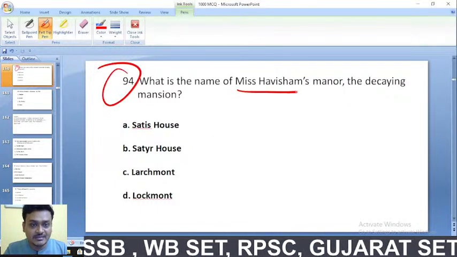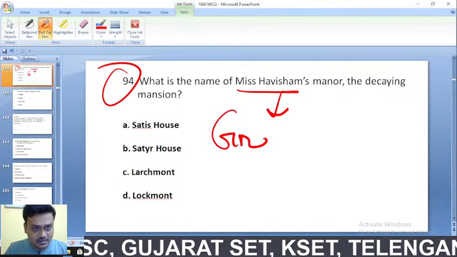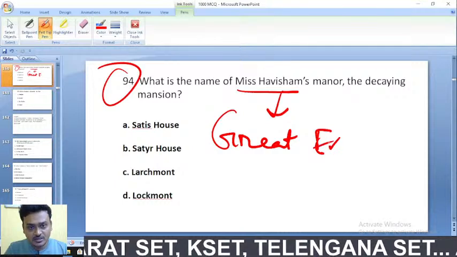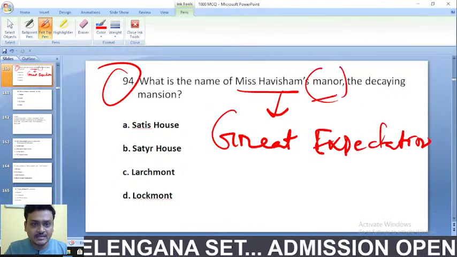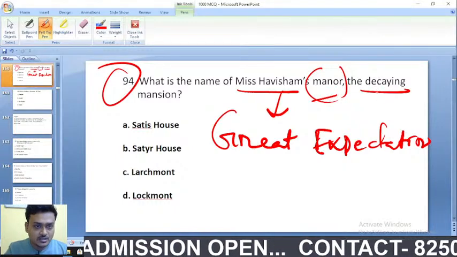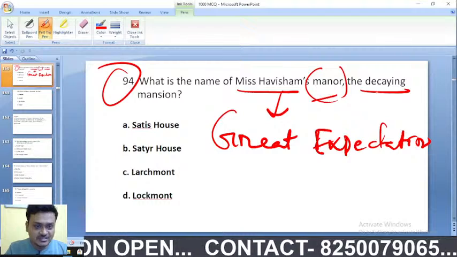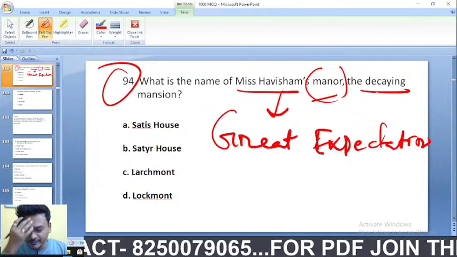Okay, what is the name of Miss Havisham's manor? Miss Havisham, you all know this character's appearance in Great Expectations. Miss Havisham's manor, the manor means here the mansion, the decaying mansion. This character Miss Havisham is from Great Expectations by Charles Dickens, where Philip Pirrip is the main protagonist.